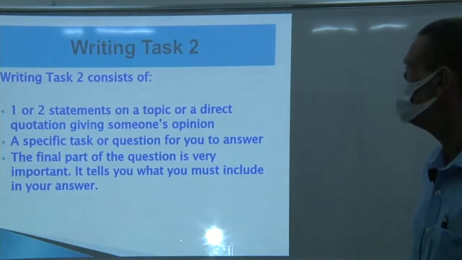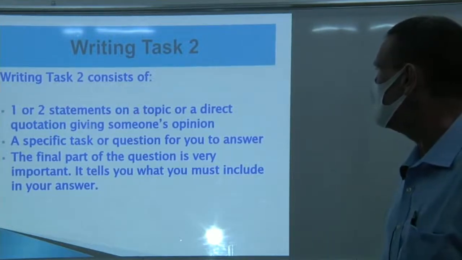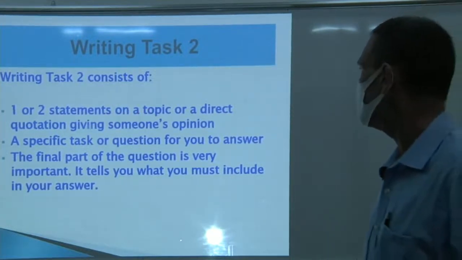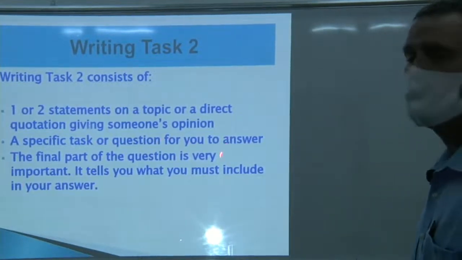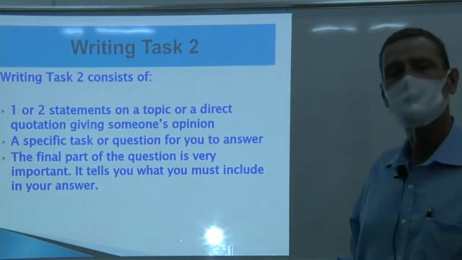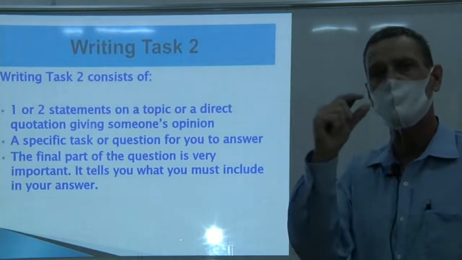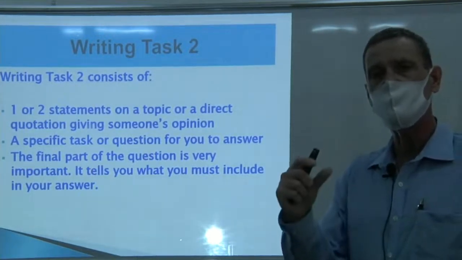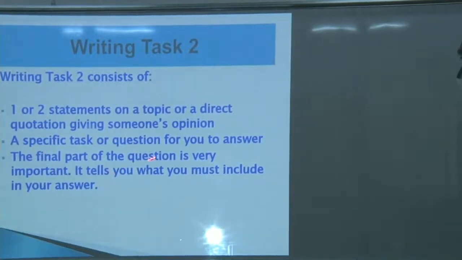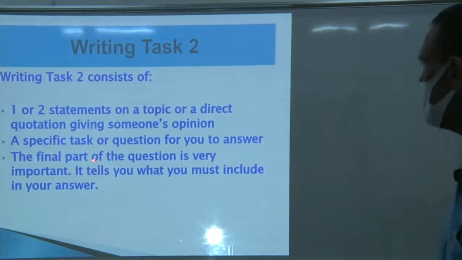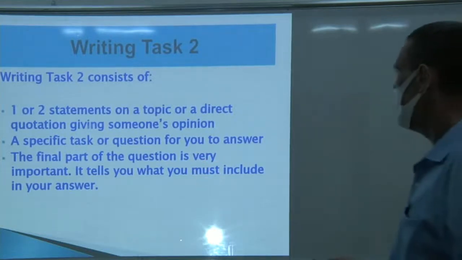Writing task 2 consists of 1 or 2 statements on a topic or direct quotation giving someone's opinion. You're going to have a specific task or question for you to answer. And when we get to this practice today, the final part of the question is very important. These questions come in 3 sections. They offer the opinions, they ask your opinion, but then they tell you to address specific information. So the final part of the question is going to be very important. It tells you what you must include in your answer.